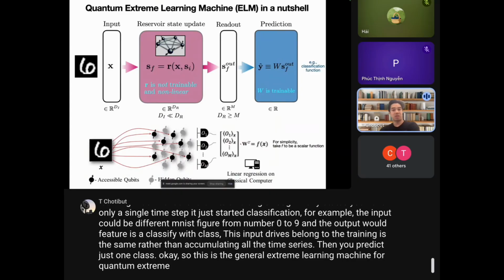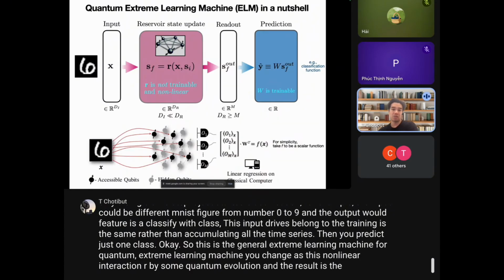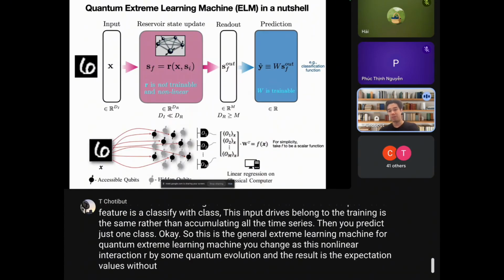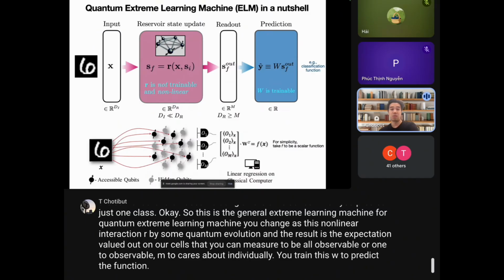For quantum extreme learning machine, you replace this nonlinear interaction R by some quantum evolution. The readout is the expectation value of observables that you can measure, observable O1 to observable OM, whichever you care about, and eventually you train this W to predict the function corresponding to the input.